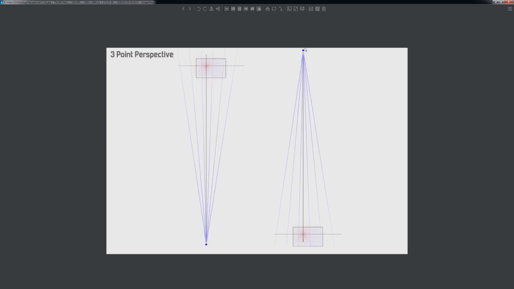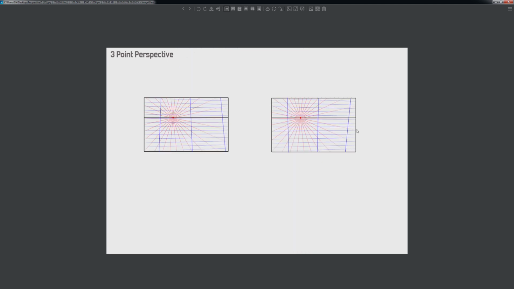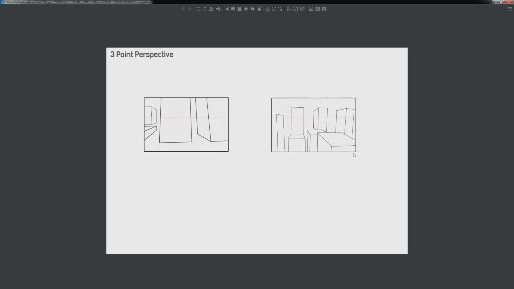So when we look up at something, that third point is up. We're looking up here, we're looking down here. That's what those two examples look like. And then we can continue our box exercise and go ahead and start drawing inside our picture plane.